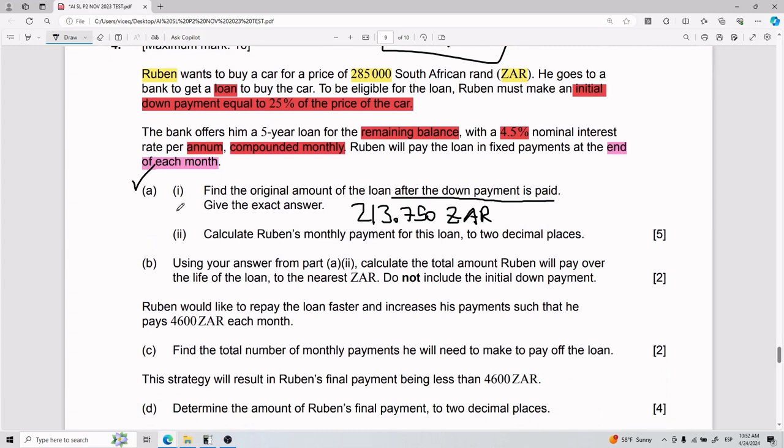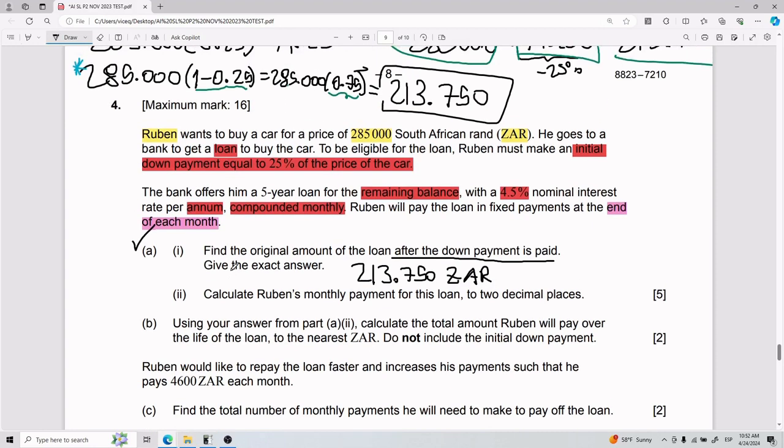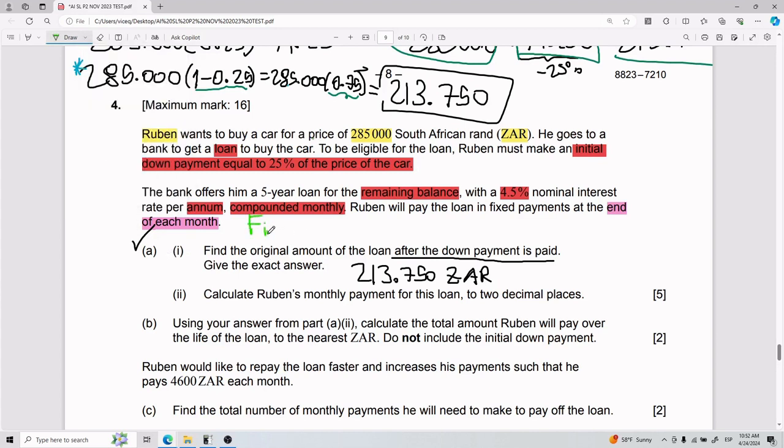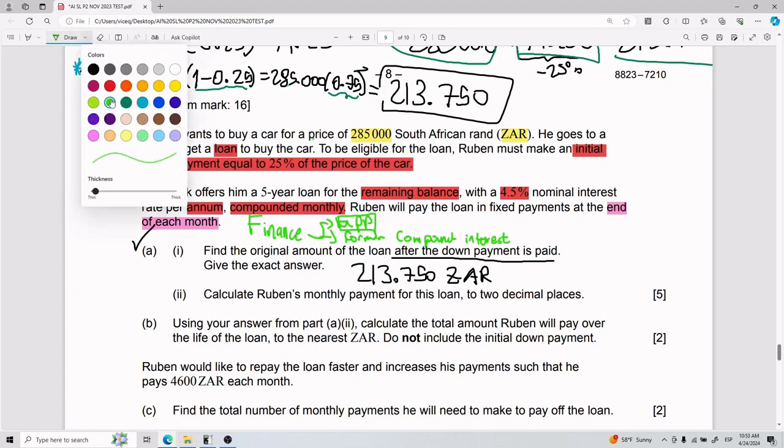Now it gets juicy, and now is probably why you clicked on this video. And so for part A, part II, we need to calculate Ruben's monthly payment for this loan to two decimal places. And so here, there's a couple of things we need to give the context for. First things first, you probably already identified, this is a finance problem. And for finance, you have two main tools. One of them is the finance app, and the other one is the formula on your formula booklet for compound interest. Now, you have two different tools, and although they are very similar, and technically the finance app is the formula for the compound interest, we need to acknowledge something.